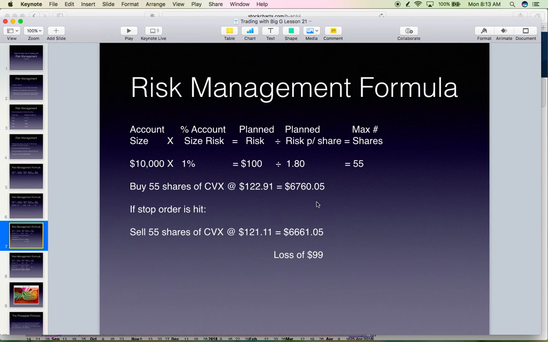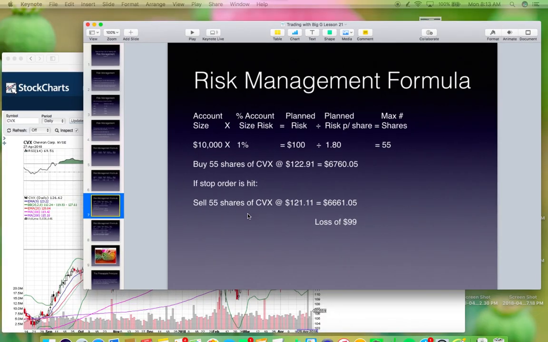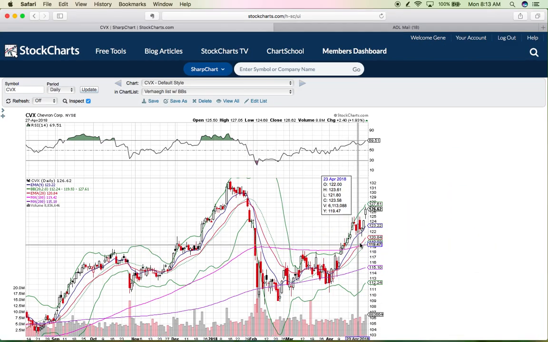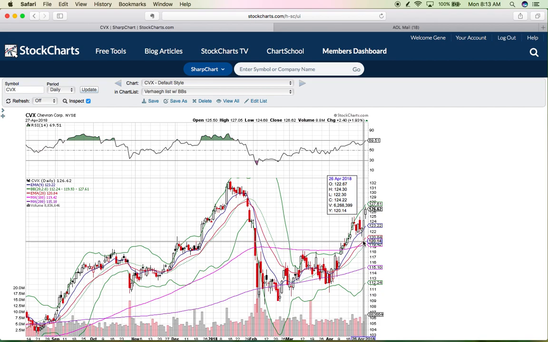67.60.05 minus 66.61.05 is $99. So you looked at the chart, you determined that was a good place to buy, and of course if you had done that, that would have been a nice little gain there for a couple of days, right?